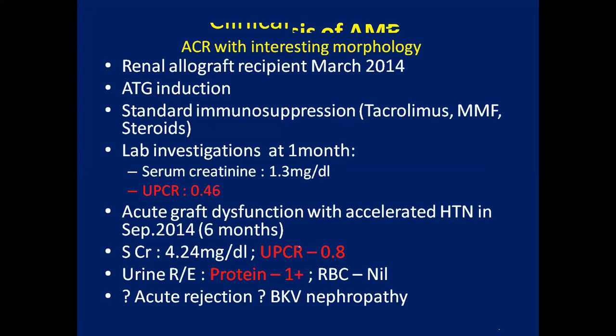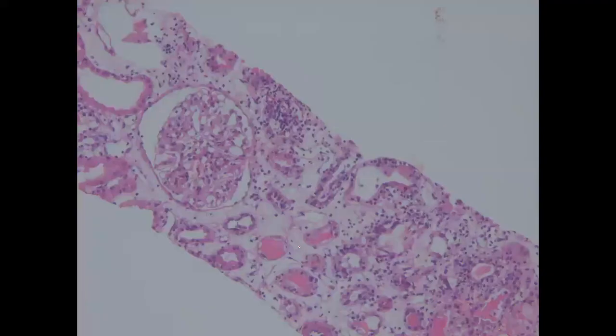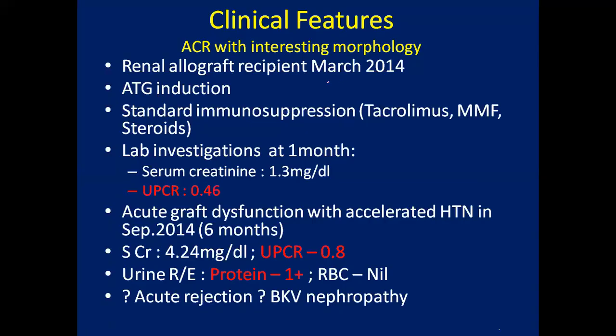So I will just rush through this case. I will not discuss it in detail, because this was an interesting case. This was a case where 2 biopsies were done. The transplant was done, I think, in March 2014, with ATG induction, and at 1 month the serum creatinine was 1.3. But 6 months post-transplant, there was a rise in serum creatinine and UPCR was 0.8.